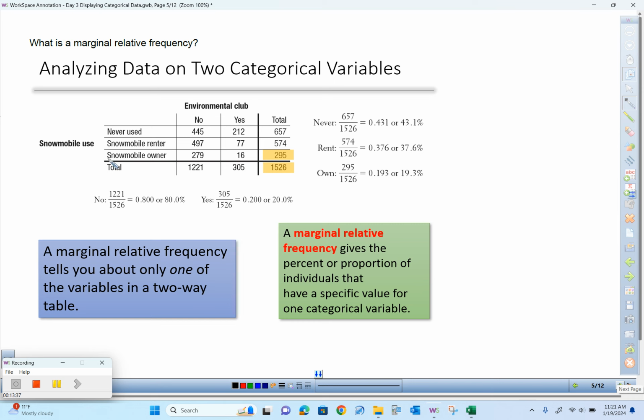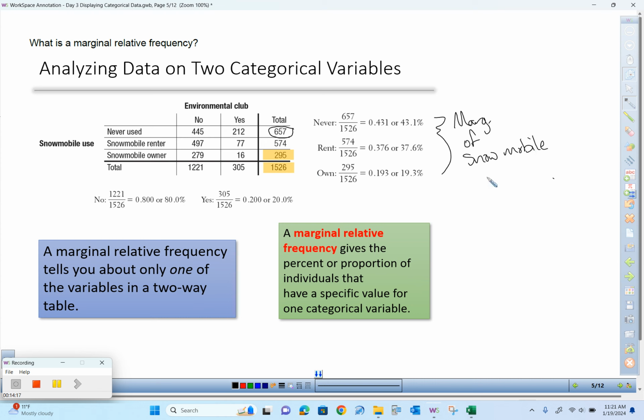Looking at this club, if I ask you a question like, what proportion of these people surveyed never used a snowmobile, I would need to go all the way over here to the 657 and put it over the grand total. So this would be the marginal distribution of snowmobile use. Because I'm doing a whole row over the grand total.